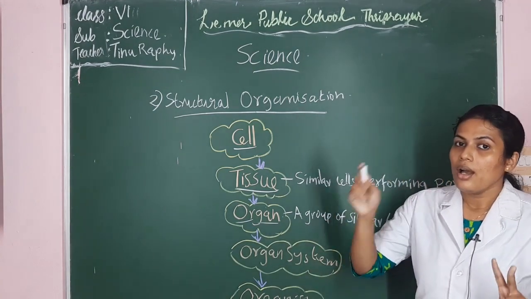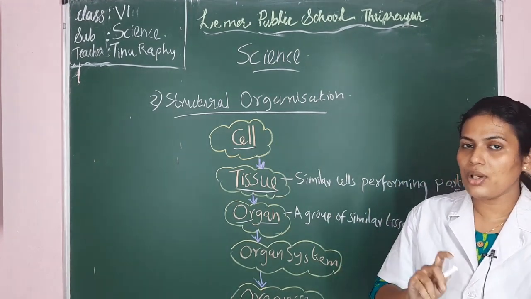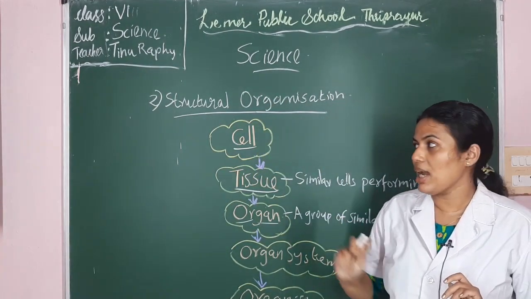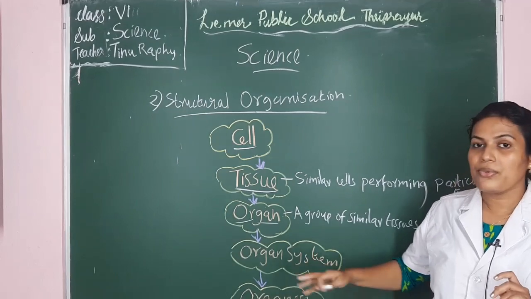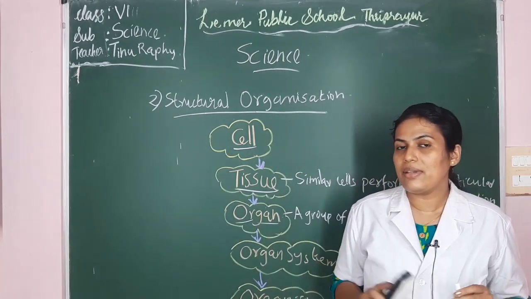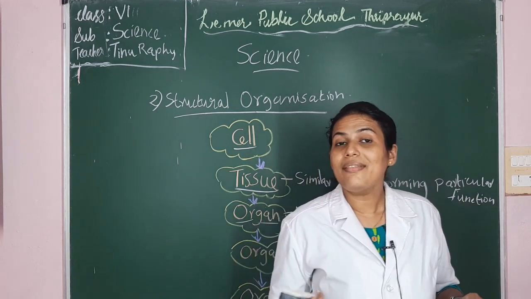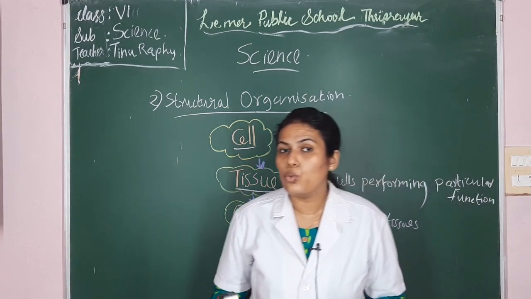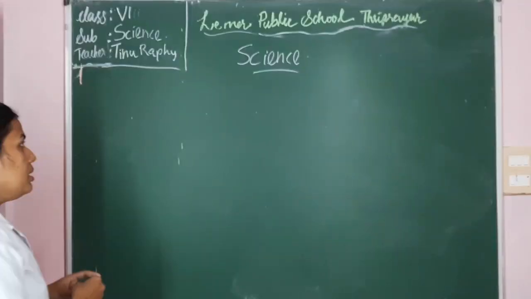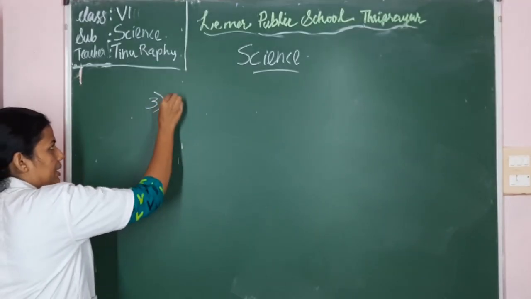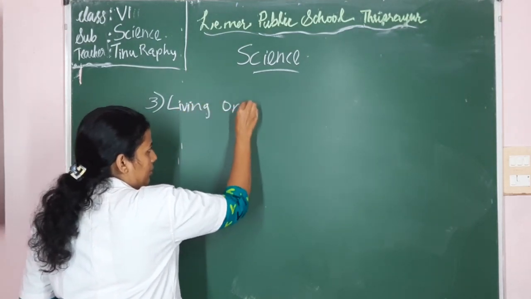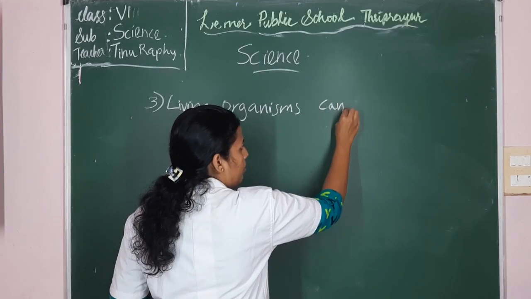Now the second character of living organisms is they show structural organization, that is, from a single cell to a developed organism. Now the third feature of the living organisms is living organisms can move.